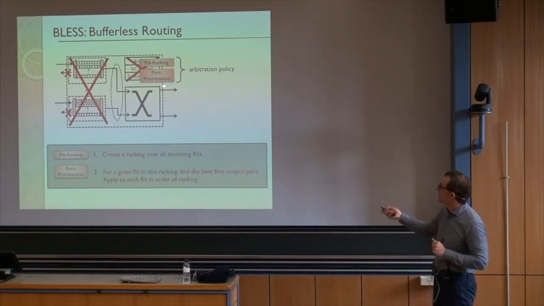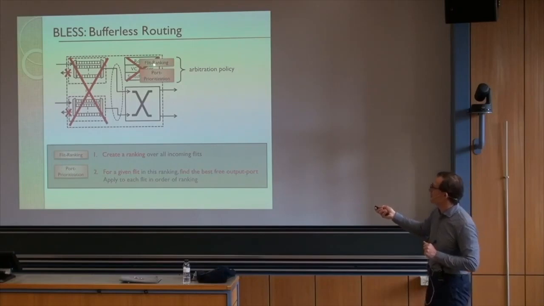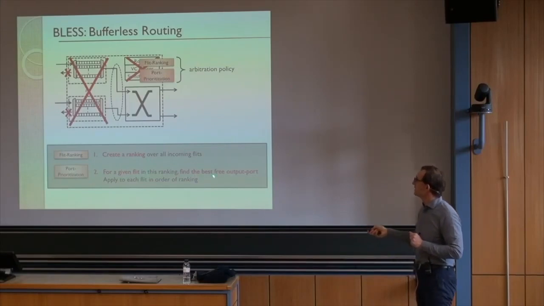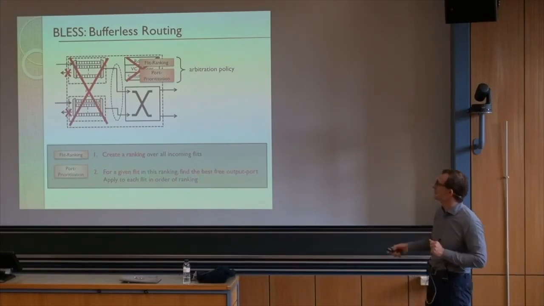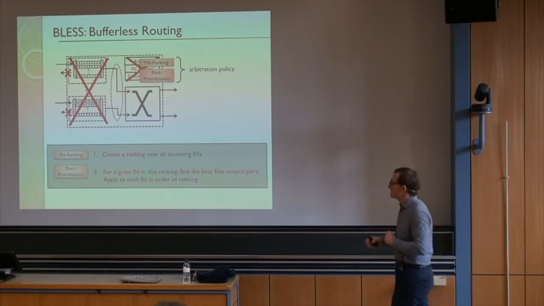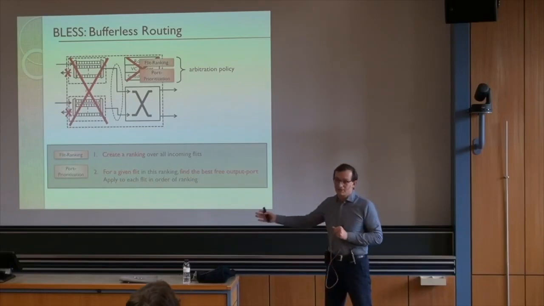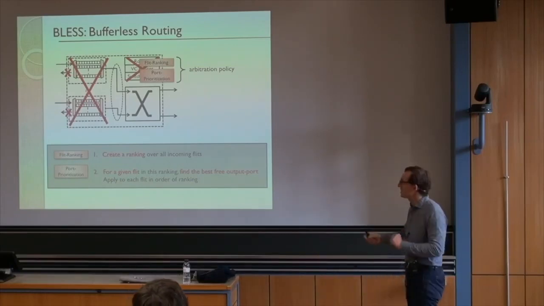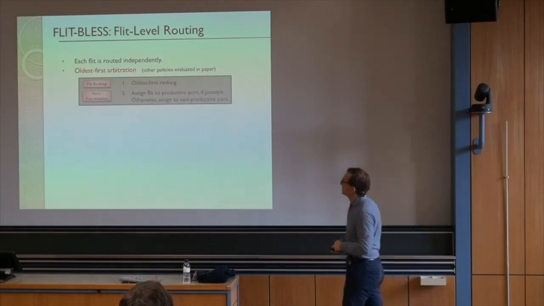So basically, the arbitration policy changes now. It creates a ranking of all incoming flits, and for a given flit in this ranking, it finds the best free output port, and it applies this to each flit in the order of ranking. So now the question is, how do you rank the flits? And that becomes a hairy issue actually in the design.